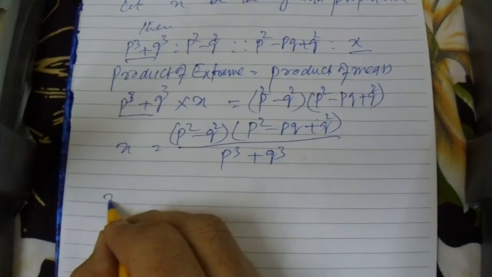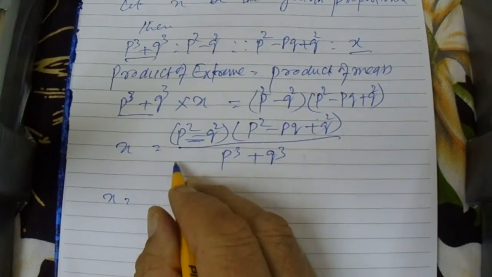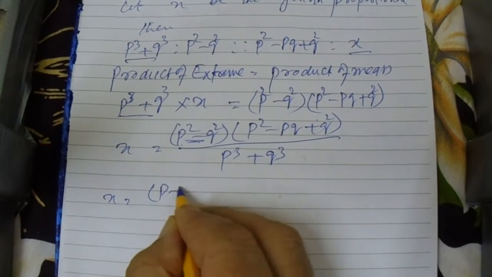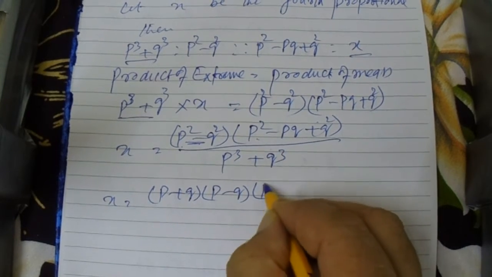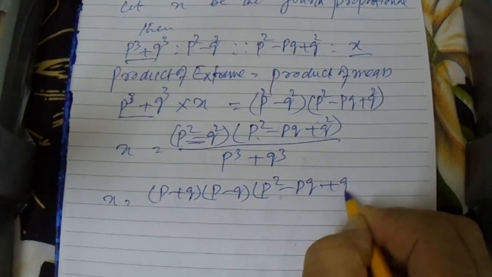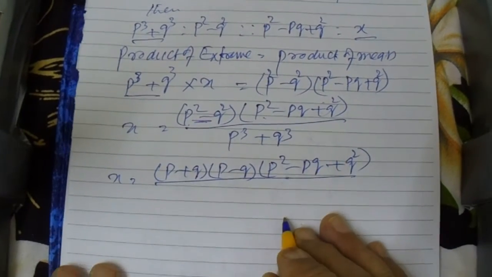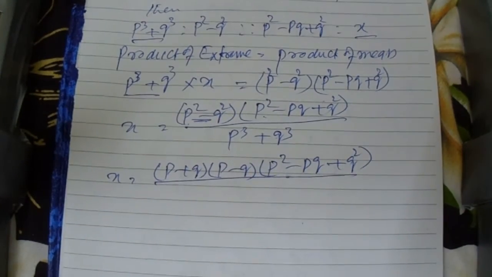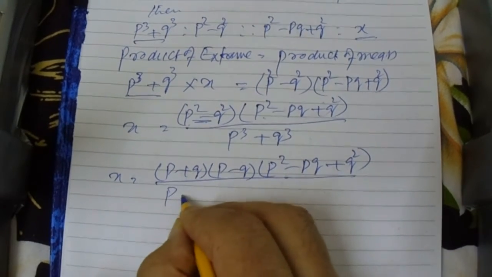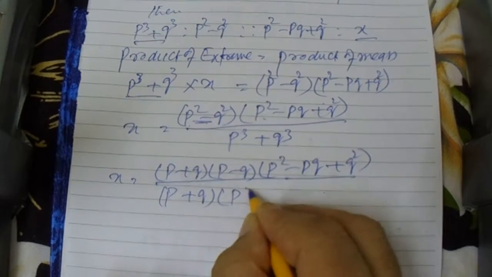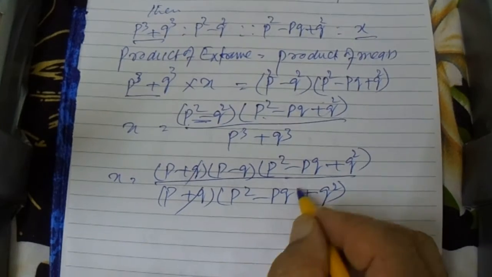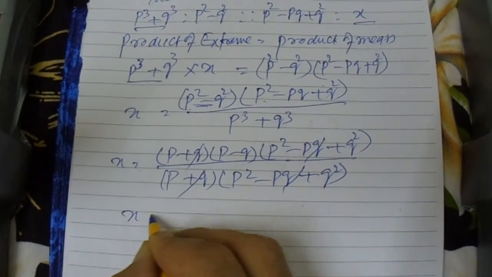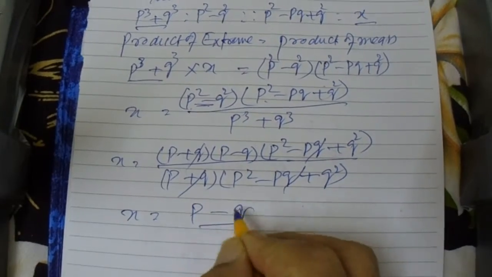Now open the formulas. x is equal to P plus Q and P minus Q, and we write the same P square minus PQ plus Q square, and for the denominator we write the formula we have learned in class 9, P plus Q into P square minus PQ plus Q square. Now this cancels this and this cancels this, and you have only x is equal to P minus Q. Now it is the fourth proportional of this part.